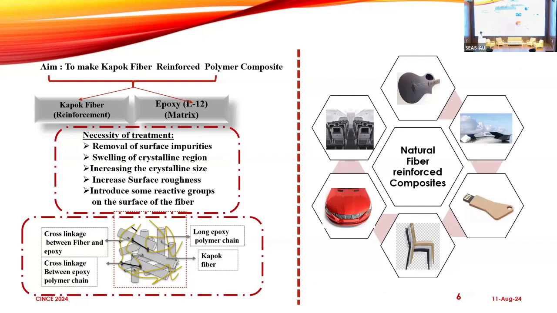fiber. Here you can see the basic structure of a composite, where the fibers are bound together by long polymer chains of the epoxy. The black bond represents the cross-linking between the epoxy chains, and the green bond represents the cross-linking between the fiber and the epoxy polymer. To enhance the mechanical properties, we have to enhance the cross-linking. We have to introduce some reactive groups that will help in binding between the fiber and matrix. In this way, we can enhance the mechanical properties of these composites.